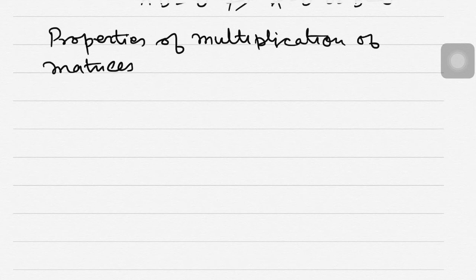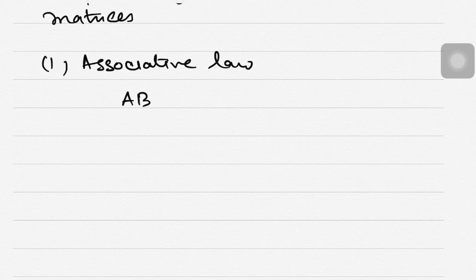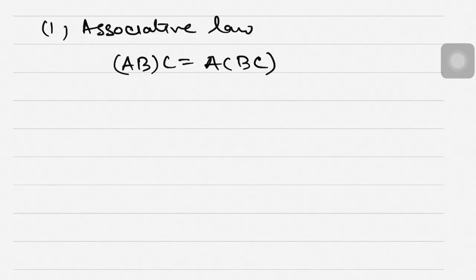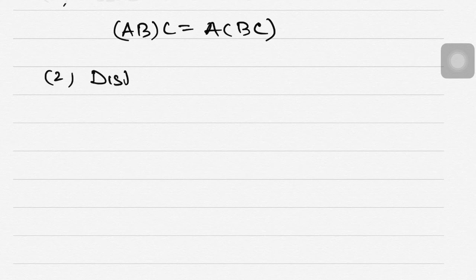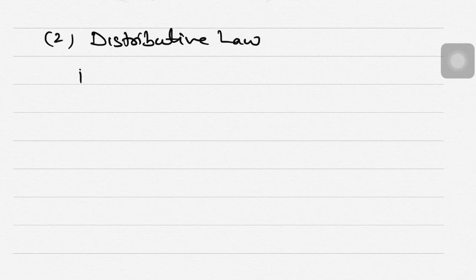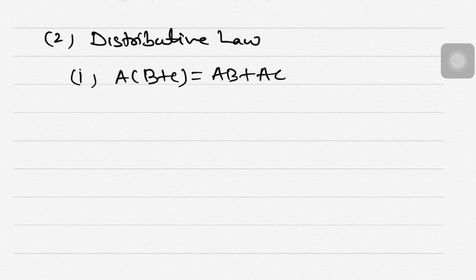Now some properties of matrix multiplication. First one is the associative law. Associative law is (AB) multiplied by C is equal to A multiplied by (BC). It means that if you have to multiply three matrices, you can multiply them in any grouping. Second property is the distributive law. Left distributive property: A times (B plus C) is equal to AB plus AC. Right distributive law: (A plus B) times C is equal to AC plus BC.